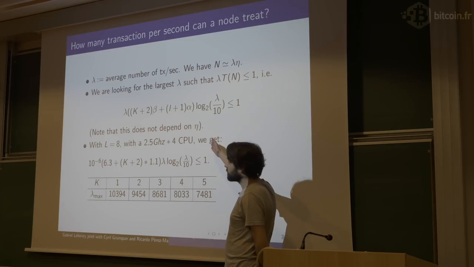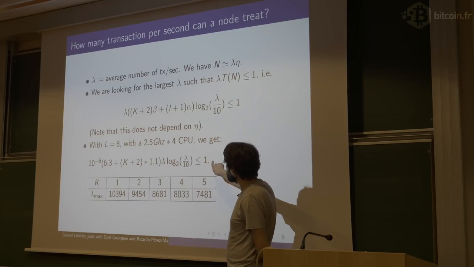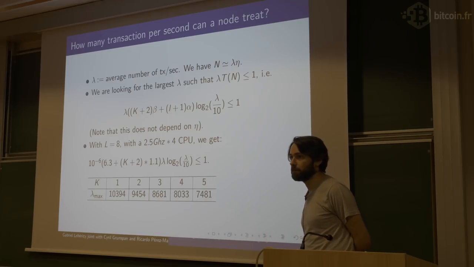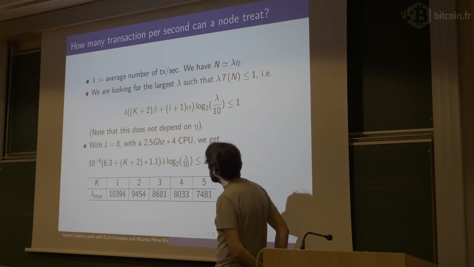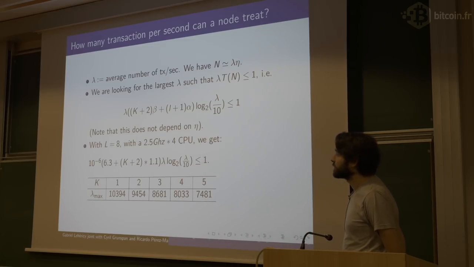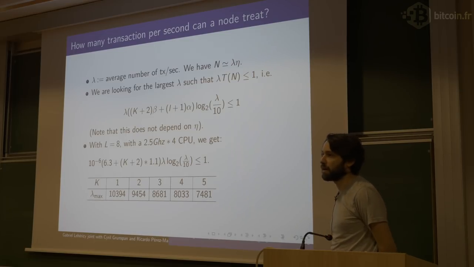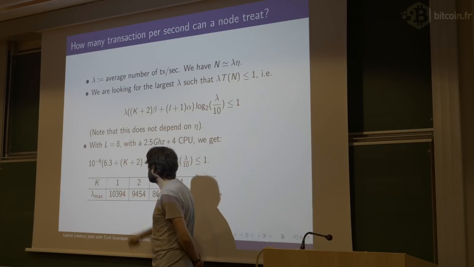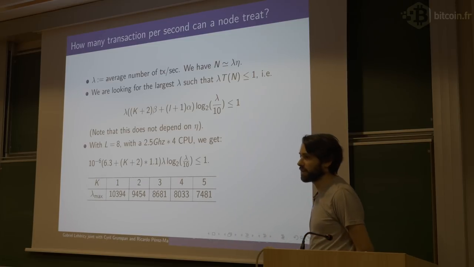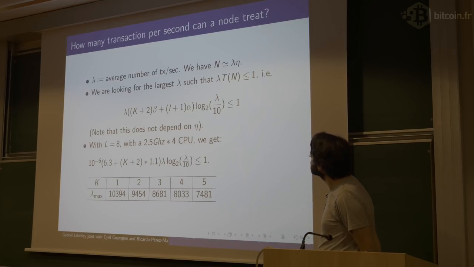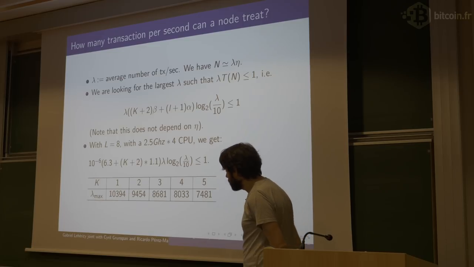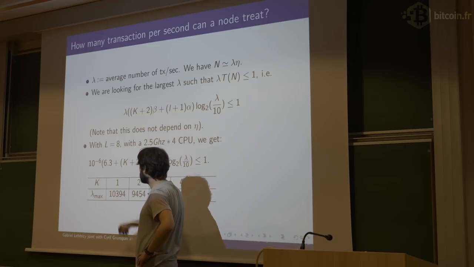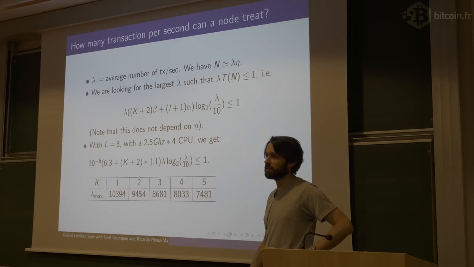So if we set l equal to 8, then here, again with my computer, you have the different values of the maximum lambda for different values of k. Remember that k is the number of matches which the node will receive, which we can't completely estimate, but it shouldn't be too big anyway. You see that if it's only one, then the node can reach more than 10,000 transactions per second.